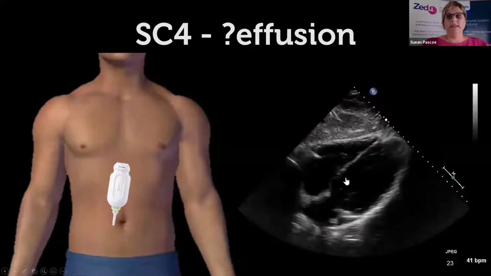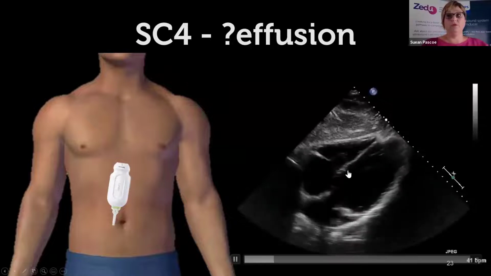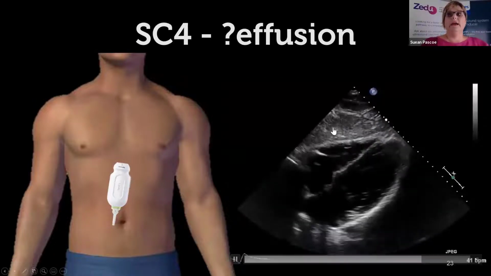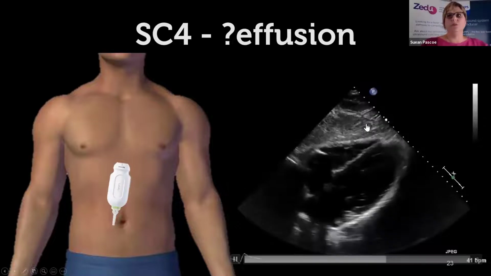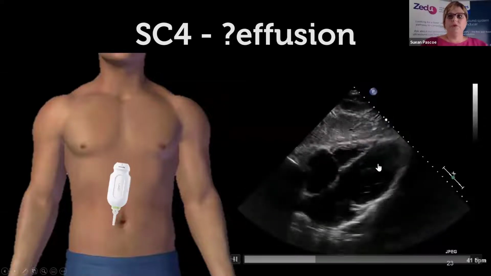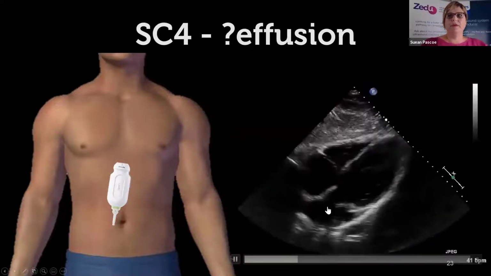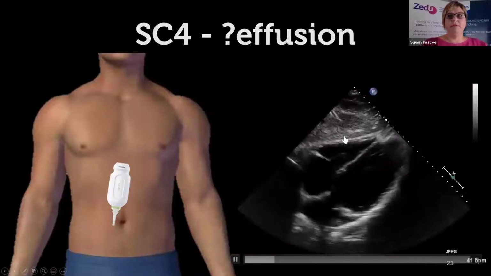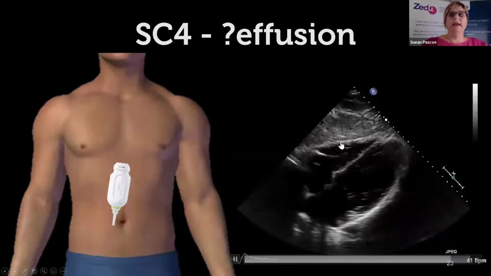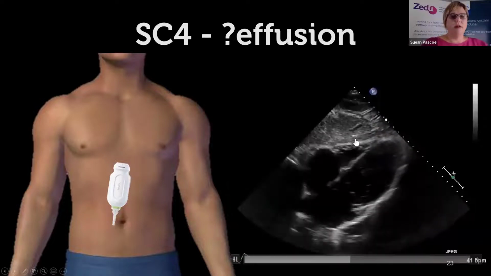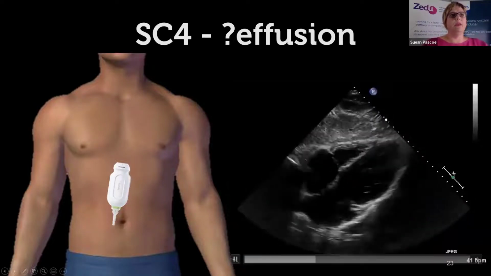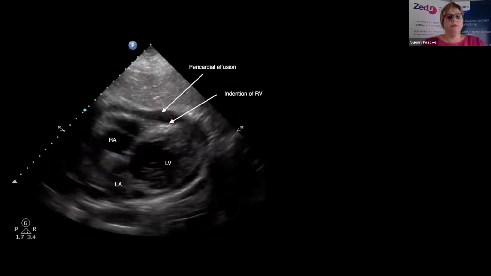When we're looking at the subcostal 4 chamber view, we can use the liver as a window. We have the right ventricle, left ventricle, right atrium, left atrium, and gravity-dependent fluid will collect between the liver and the right ventricle here. So when you see an effusion, depending on how big it is, there's either a sliver of fluid between the liver and the heart, or as it gets bigger, it becomes circumferential and will go around the heart.